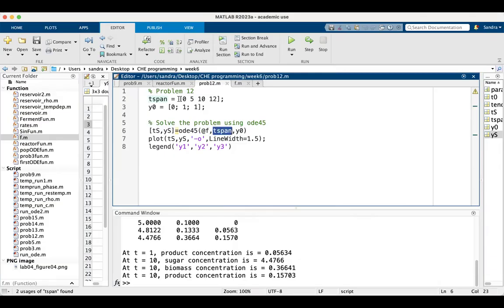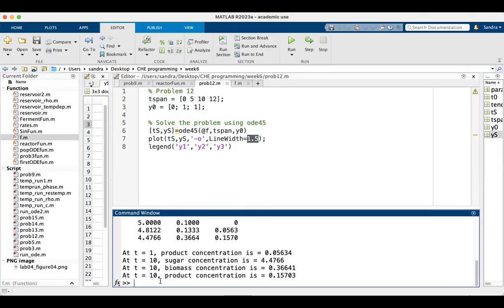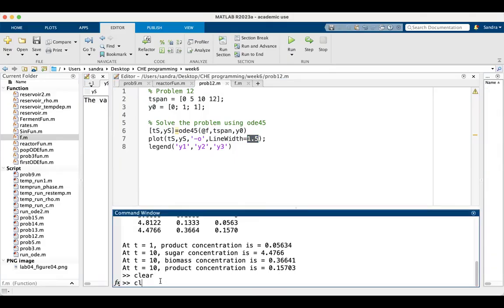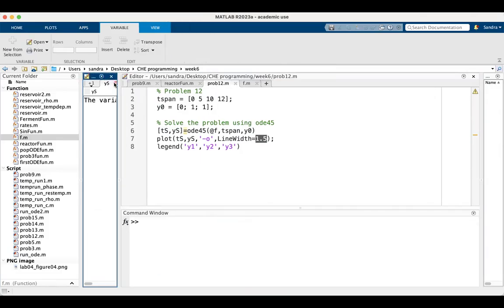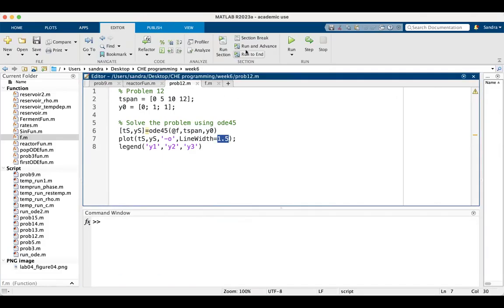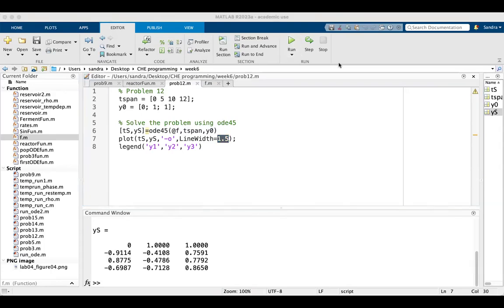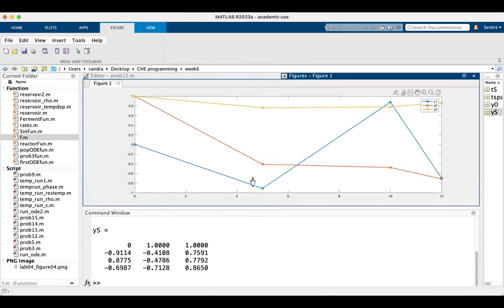And t-span, you have 0, 5, 10, 12. Initial conditions is 0, 1, 1. And you just run this, and ts and ys is your output. You plot ts versus ys in a line plot, and the line width is 1.5. So let me just clear all this and run this. So this is how the plot looks like.